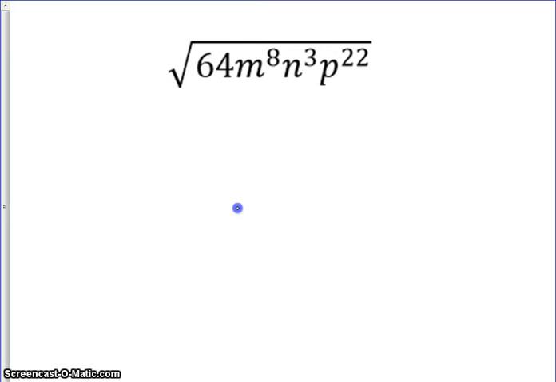Alright, so what I'd like for you to do is go ahead and pause this video and try this problem for yourself, keeping in mind this is an odd exponent.